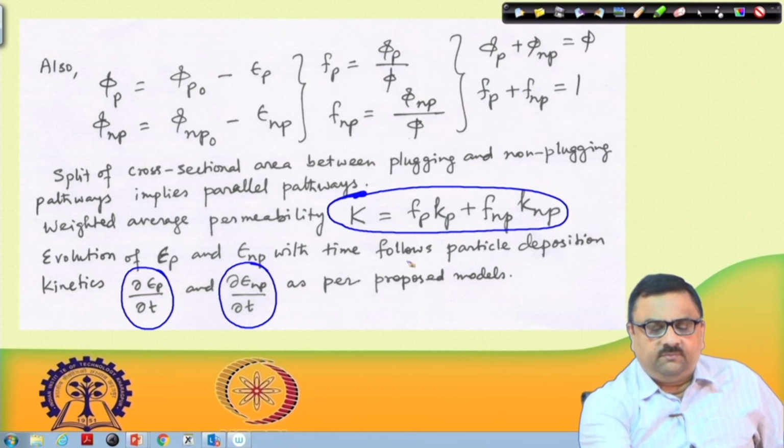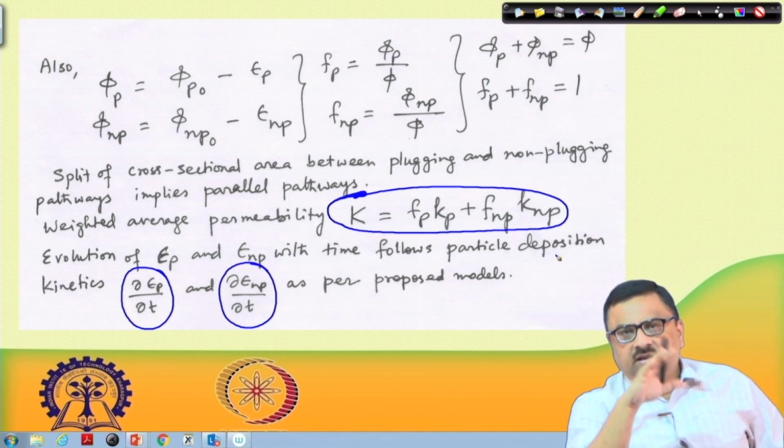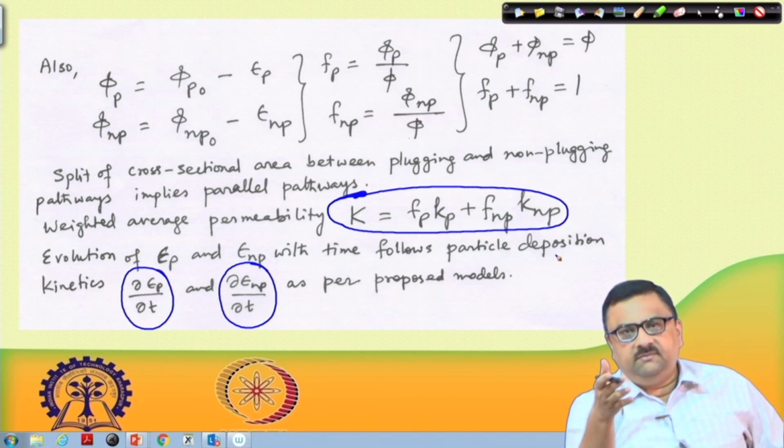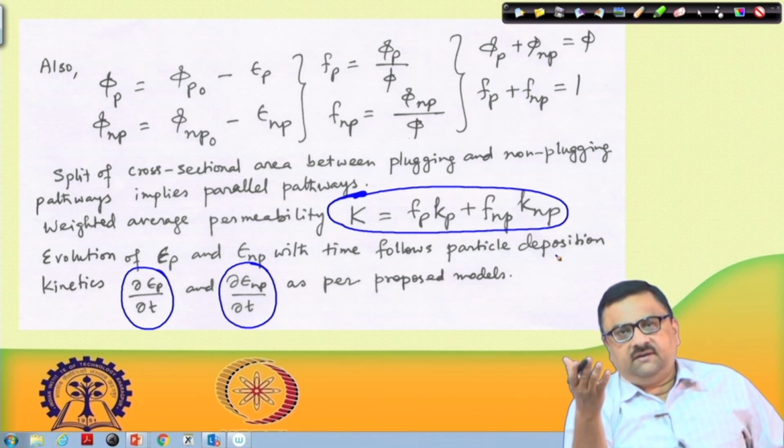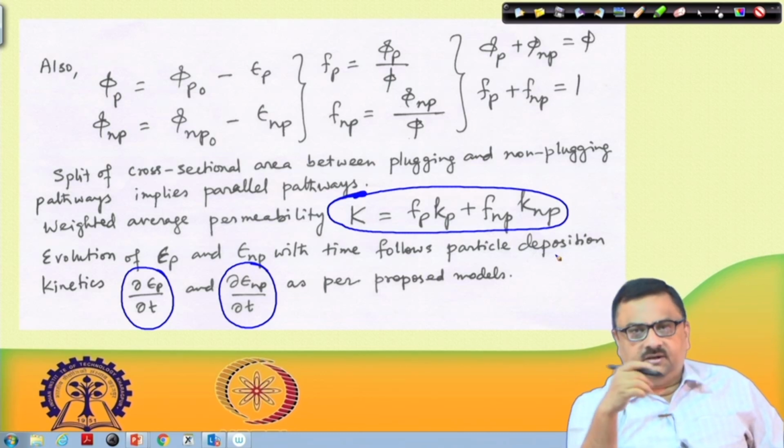If somebody can tell me what is the particle deposition kinetics into two extreme cases, one is the plugging pathway and non plugging pathway, based on that one can find out what is the permeability, and based on that one can find out what is the pressure drop, that is the end point.